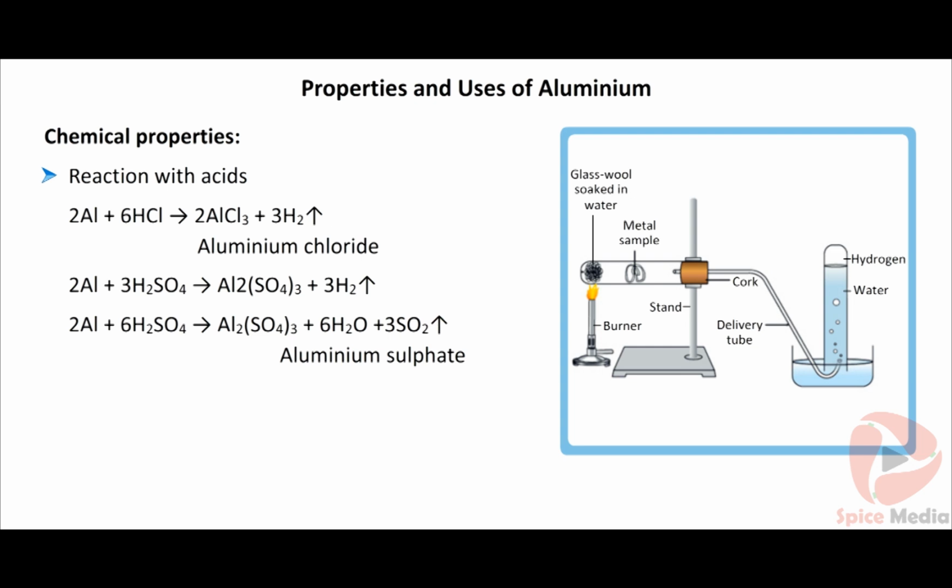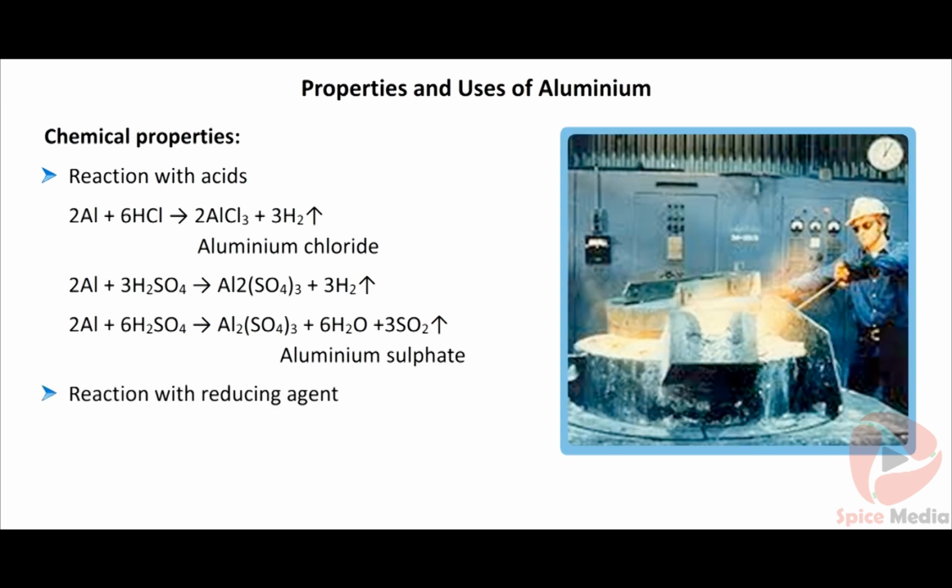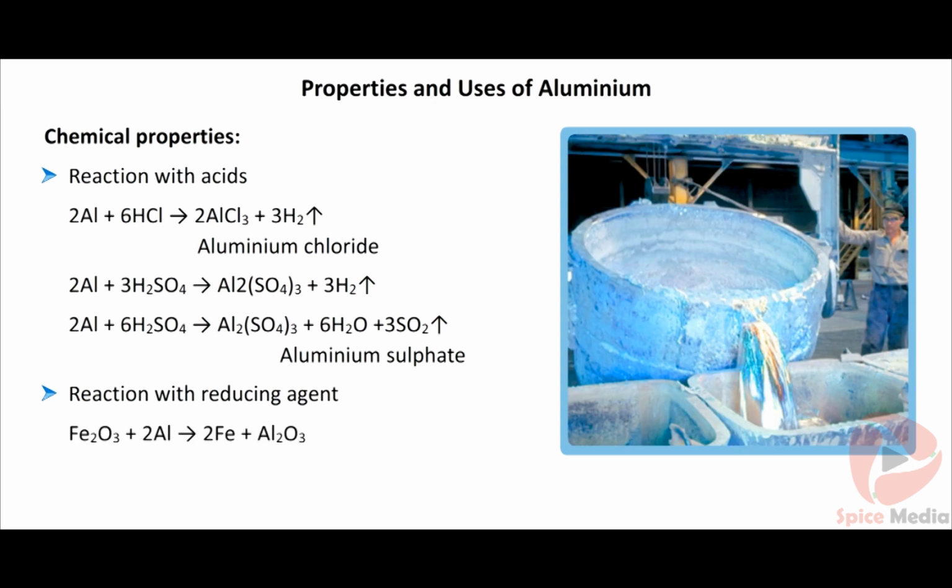Dilute or concentrated nitric acid does not attack aluminium, but it renders aluminium passive due to the formation of an oxide film on its surface. Reaction with reducing agent. Aluminium is a powerful reducing agent. When a mixture of aluminium powder and iron oxide is ignited, the latter is reduced to metal. This process is known as the aluminothermic process. Fe2O3 plus 2Al gives 2Fe plus Al2O3.